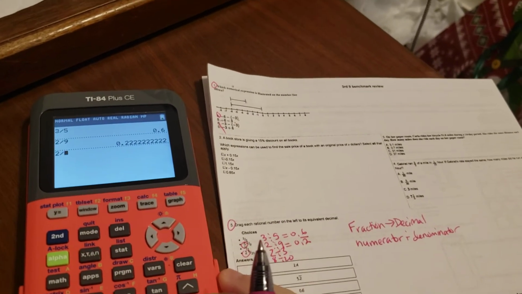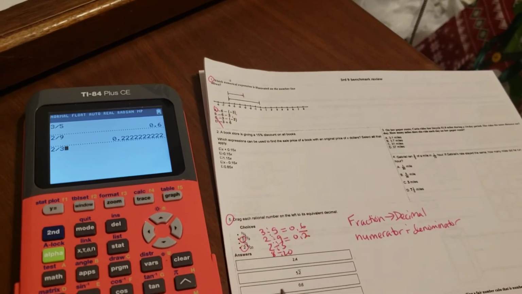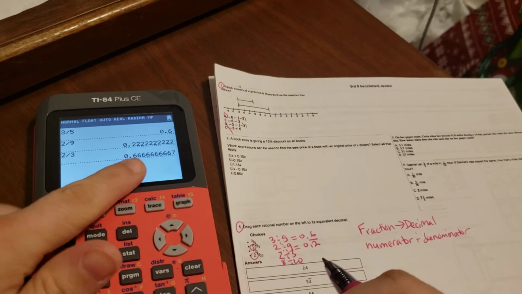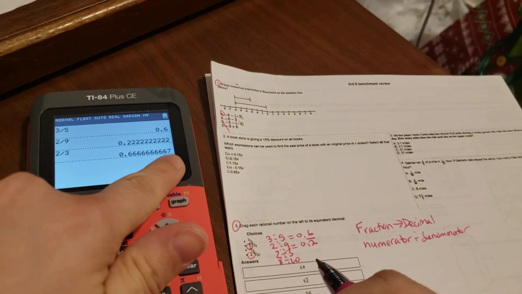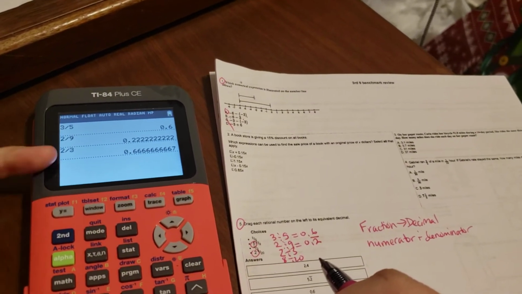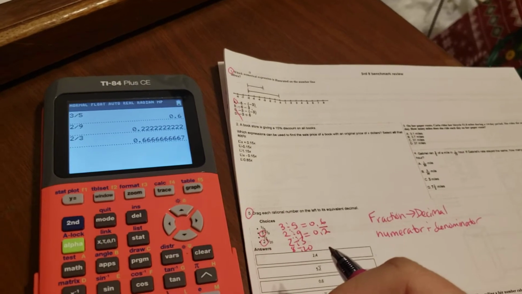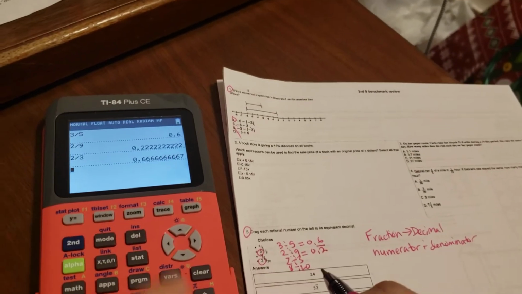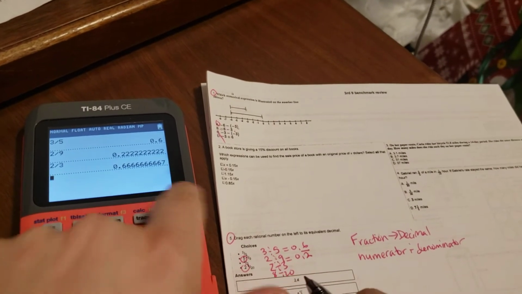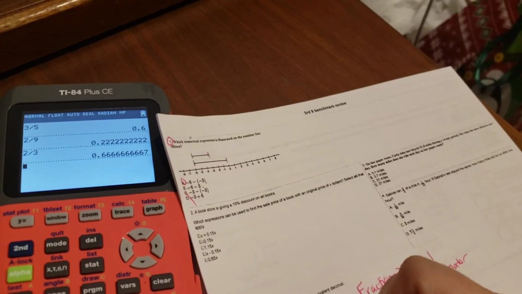2/3. If you know anything about thirds, 1/3 is 0.3 repeating. 2/3 is 0.6 repeating. Your calculator might round up the last one, though, because it's only going to display a certain number of digits. Fancy calculators might be able to change how many digits it shows, but your calculator might show 0.6 with a lot of 6's, or it might have a 7 at the end. That's just 0.6 repeating.